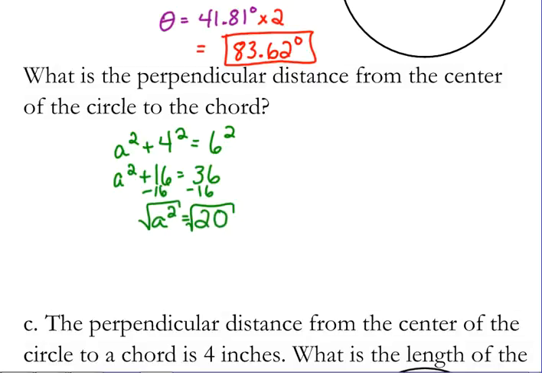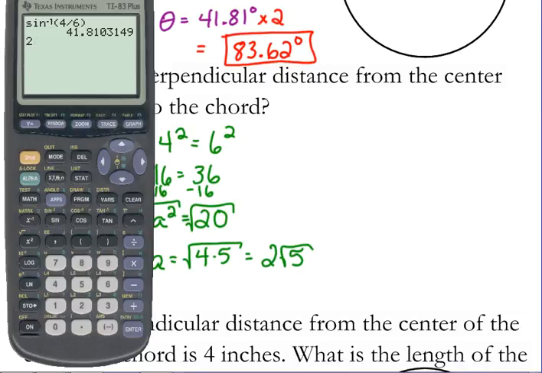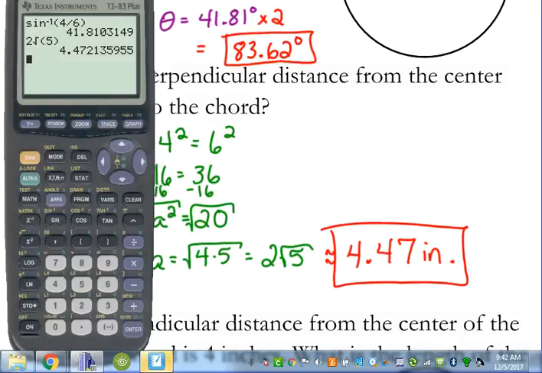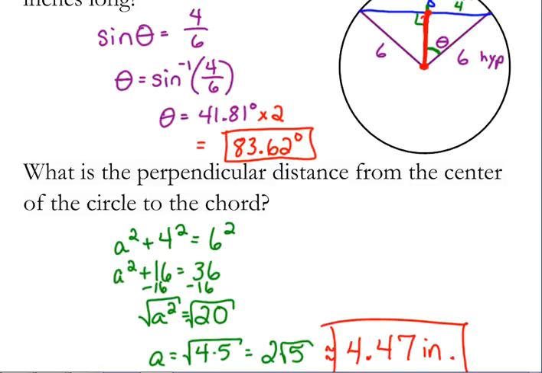Take the square root. Now, I know you can do this in your calculator, but let's take an opportunity to review simplifying radicals. 20 is 4 times 5. The square root of 4 is 2. 5 is not a perfect square. But typically, we're talking about an application problem right here, so 2 square roots of 5 doesn't mean a whole lot to us. So let's find out what that decimal approximation is. It is approximately 4.47 inches. And that makes sense, because that's less than our hypotenuse.